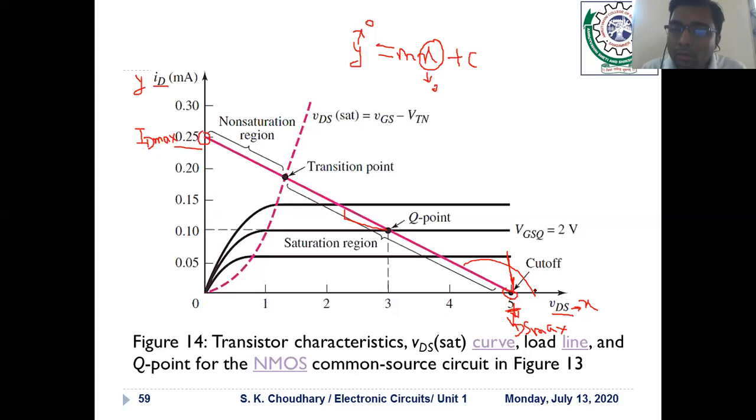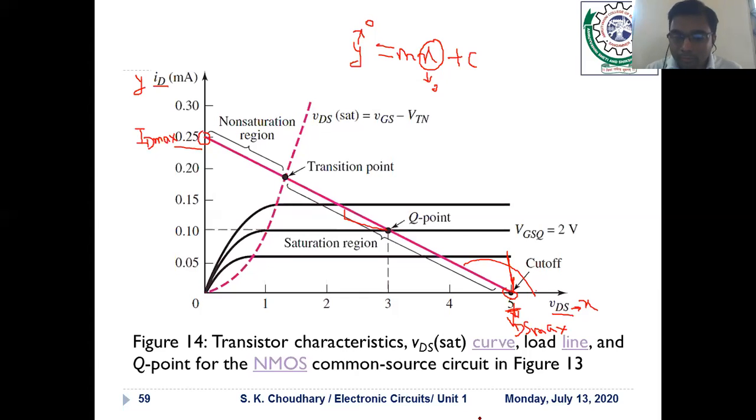So what is the importance of the DC load line? The importance of the DC load line is that it is helpful to indicate in which region the transistor is biased. Okay, we are doing all this so that our transistor would act as an amplifier. And that is possible when it is biased in the saturation region.